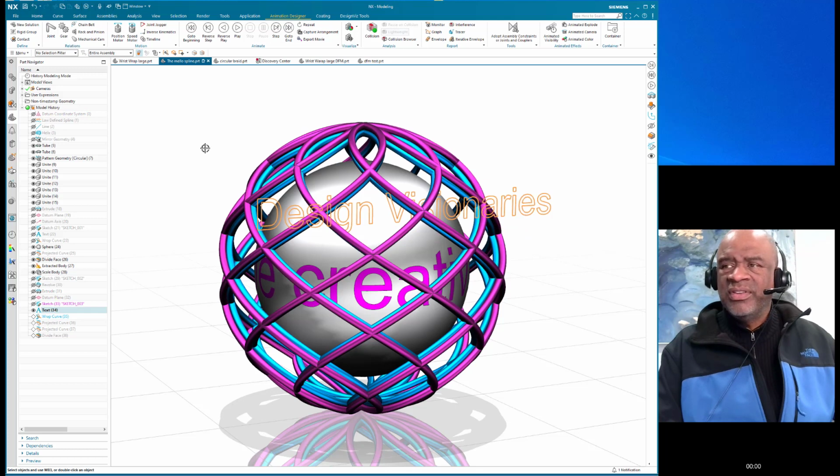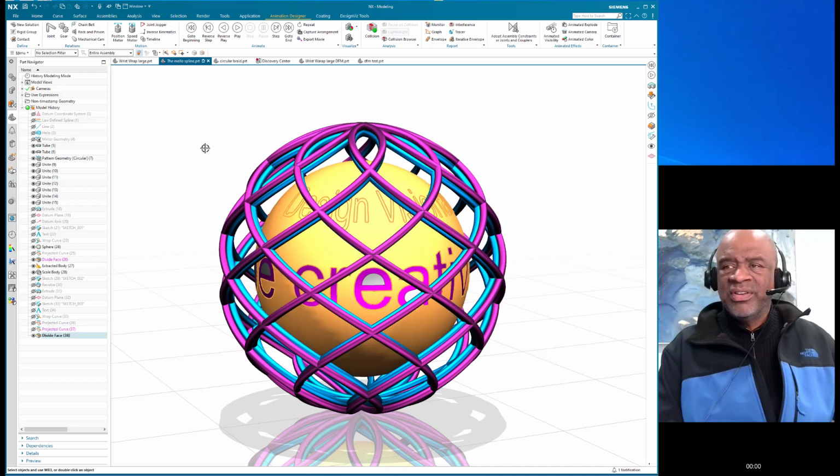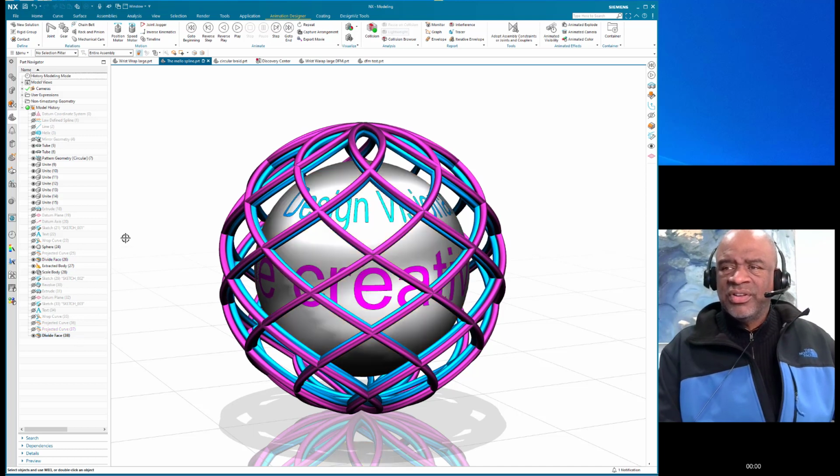So as you can see, there's "design visionaries" that I put on the cylindrical surface. I wrapped it onto the cylindrical surface. I projected it onto the conical surface, projected it onto the sphere, and then did a divide face. So that is the whole creation of the entire thing. And then of course I went into the animation package, which is fantastic. It's so easy to use.